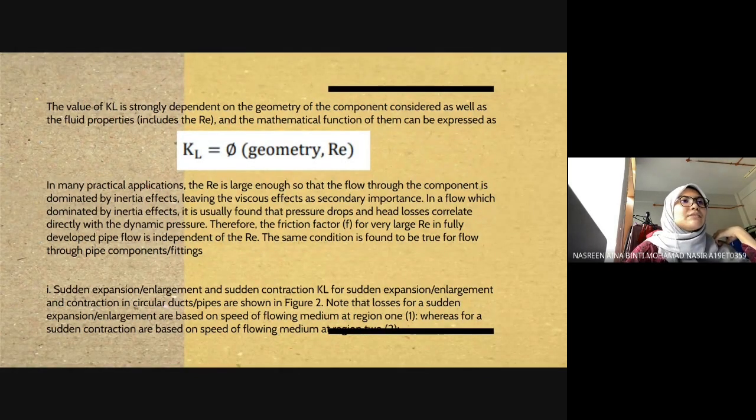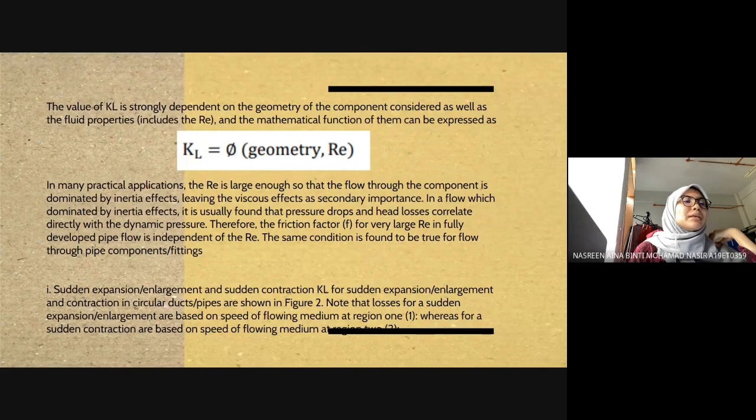The value of KL is strongly dependent on the geometry of the component considered, as well as the fluid properties, including the Reynolds number, and the mathematical function of them can be expressed as the equation below. KL equals a function of geometry and Reynolds number.